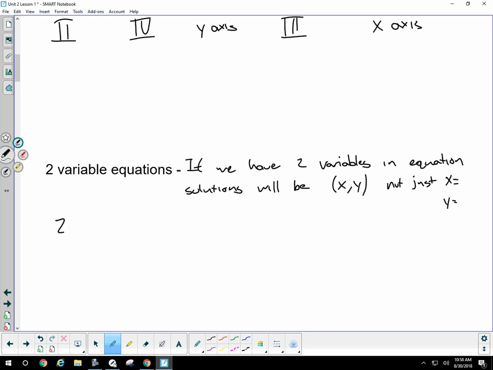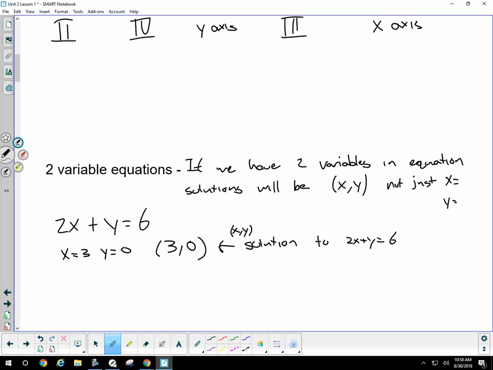So take the two-variable equation 2x plus y is equal to 6. I can't just say x equals 3, because I'd have 3 plus y is equal to 6. If I use an x of 3, y must be 0 at the same time. And we'd say (3, 0) is a solution. It's an xy solution to my equation 2x plus y equals 6. I have to have both working together so that I have equality, so I have balance.